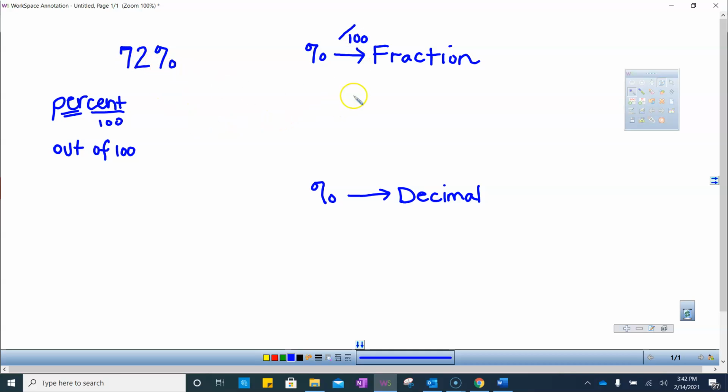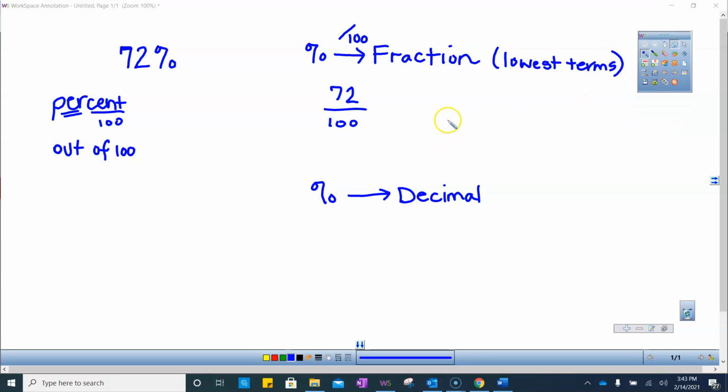So the percentage 72% means 72 out of 100. So I now have the fraction. But there's one thing you want to watch for when you're done writing your percent over 100, and that is our fractions must be in lowest terms. So you need to make sure you have reduced the fraction into lowest terms by making sure you have factored out any common factors between the numerator and the denominator.